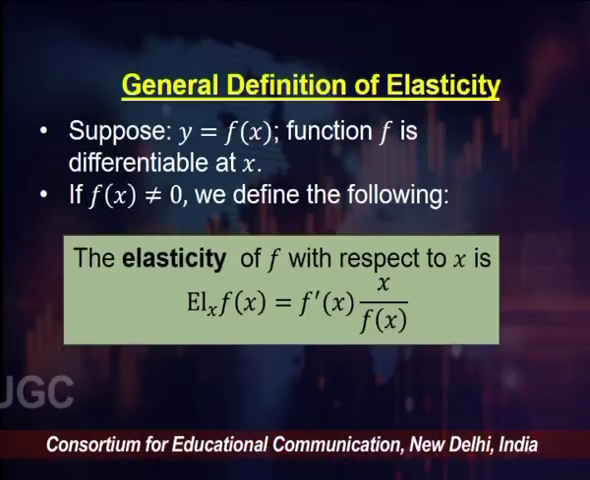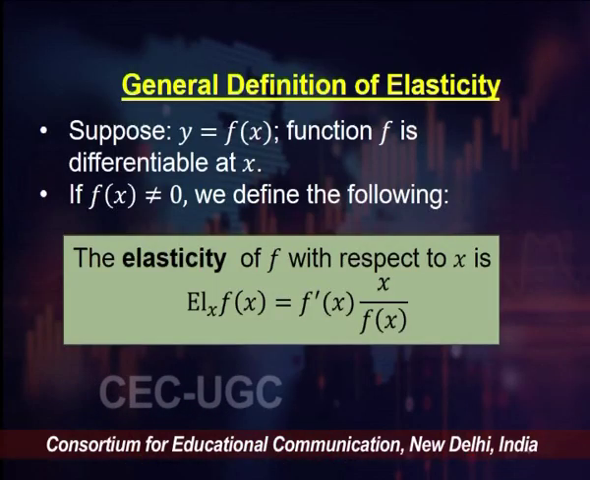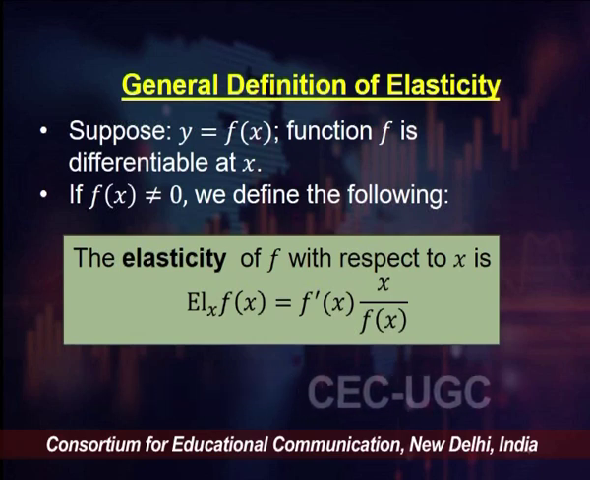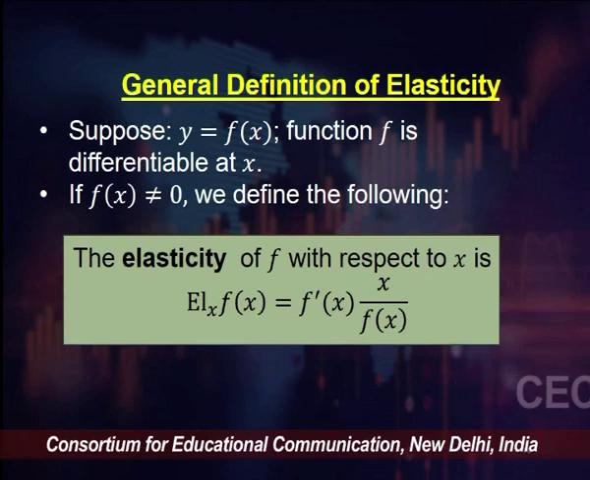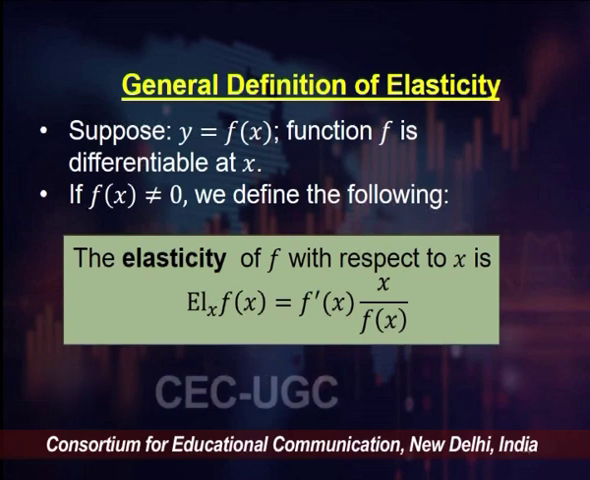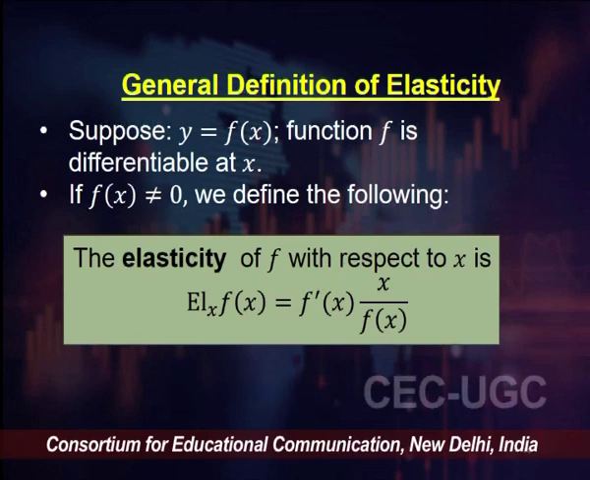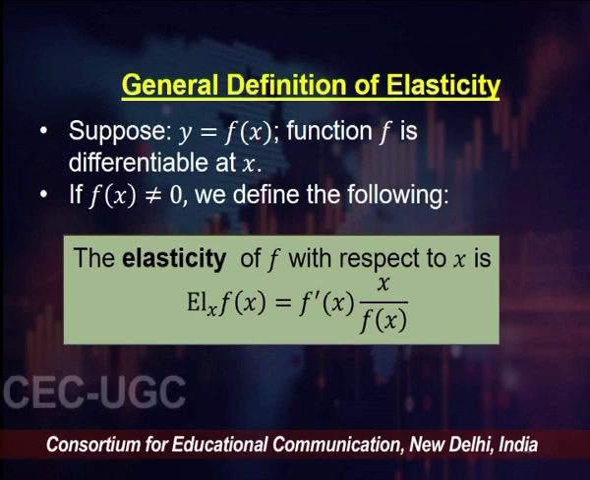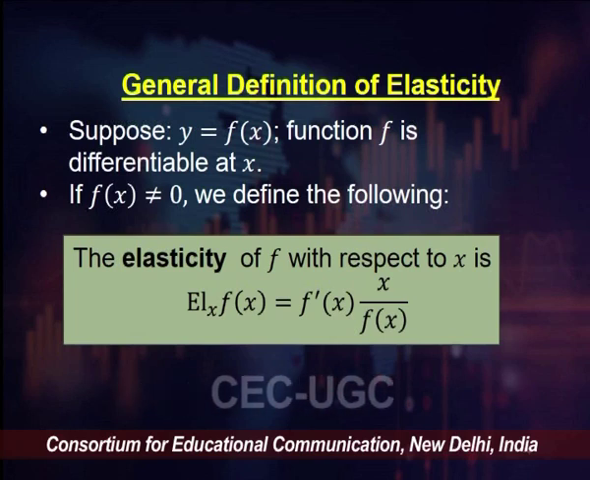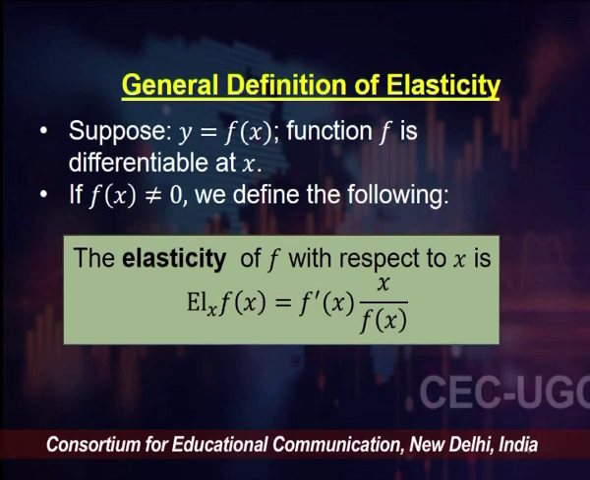So, just to have a quick recap, in the first video I had set up this general definition of elasticity, where you have a variable which is a differentiable function of x. So, you have y as a differentiable function of x, y is equal to f of x, and if f of x is not equal to 0, we have the elasticity of the function f with respect to x defined as f prime of x times x divided by f of x.